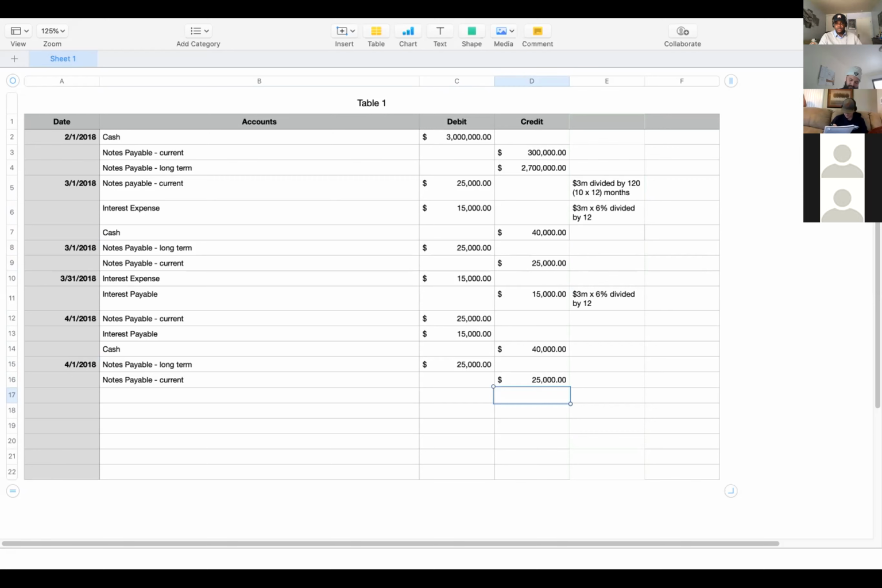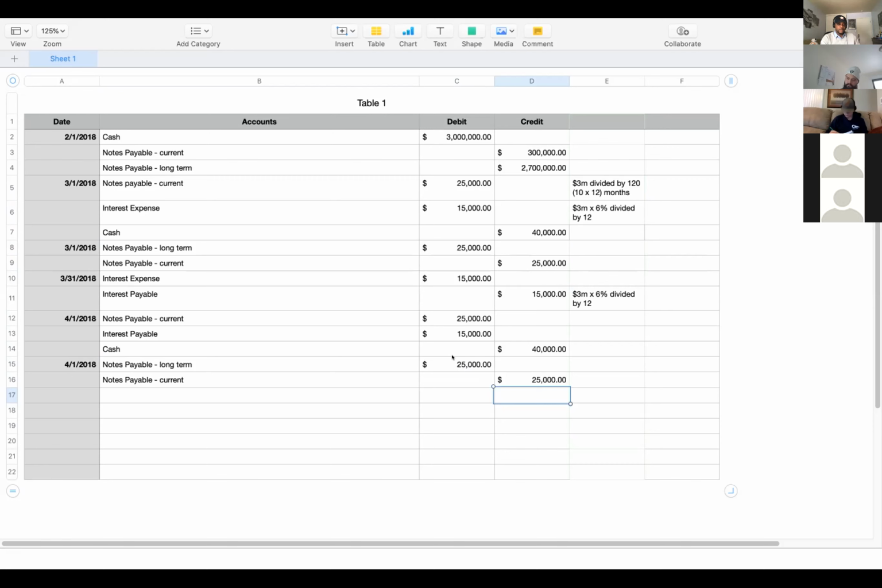Would it be technically wrong if I'm missing the journal entry for the notes payable long-term, notes payable current? Yes, because now what's sitting in your current liabilities is only 11 months of payment due. That would be very misleading.